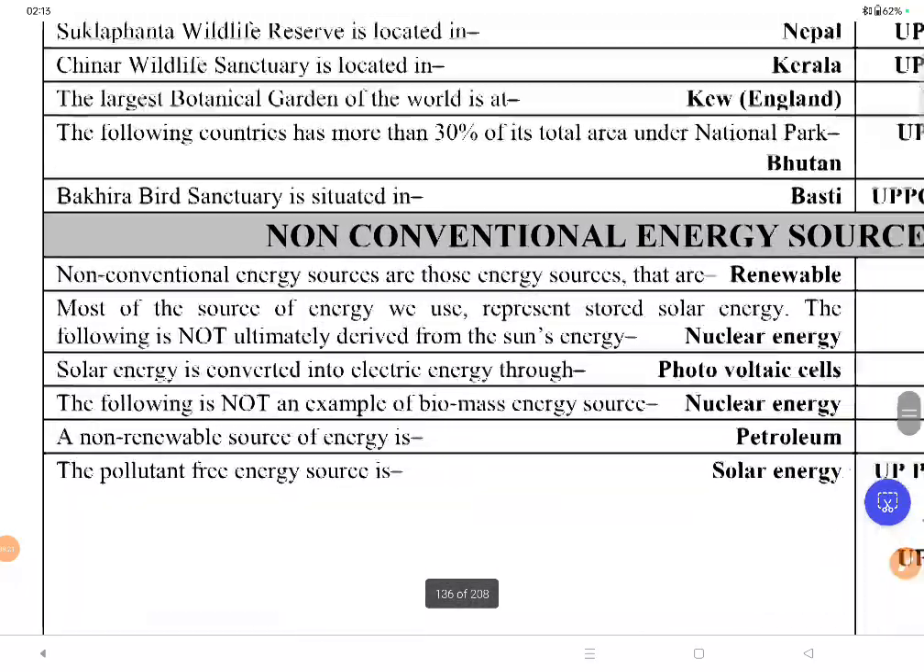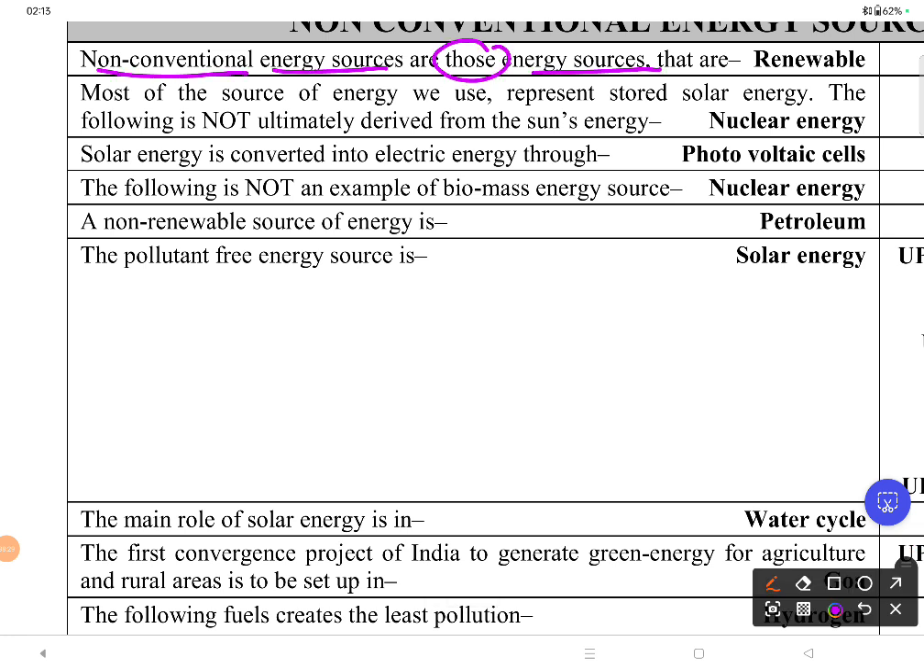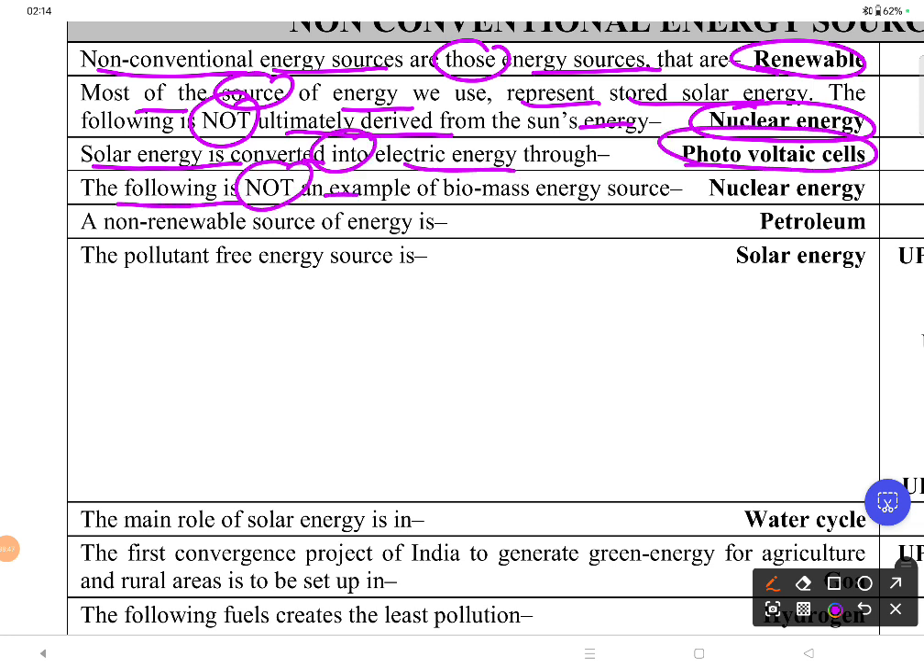Move on to the next chapter, that is non-conventional energy sources. Non-conventional energy sources are those energy sources that are renewable. Most of the sources of energy we use represent stored solar energy. The following is not ultimately derived from the sun's energy: nuclear energy. Solar energy is converted into electric energy through photovoltaic cells. The following is not an example of biomass energy source: nuclear energy. The non-renewable source of energy is petroleum. The pollutant-free energy source is solar energy.